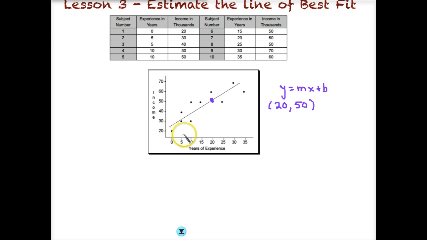Let's look for another point somewhere. We could choose 10. We could come up here from about 10 and plot our point here. And that one looks like it splits the 30 and the 40 in two, so that's probably about 35. So the second point I'm going to use is (10, 35). And remember that I need to identify 2 points in order to write an equation of a line.